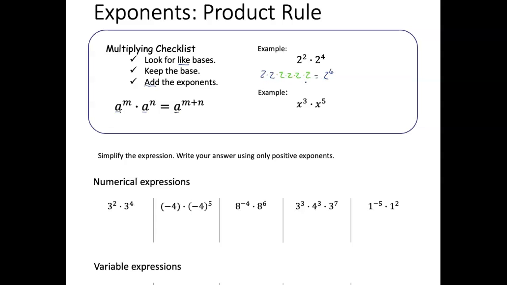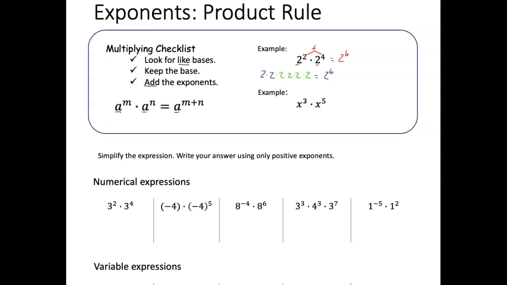Now, do we want to expand those every time we want to multiply? No, that would take just forever, honestly. So how about instead we keep the base and we add the exponent. So we're going to keep the base 2. We're going to add the 2 and the 4, 2 to the sixth.